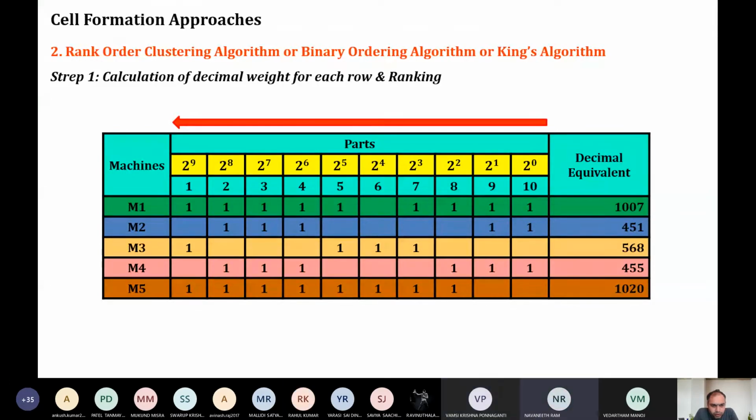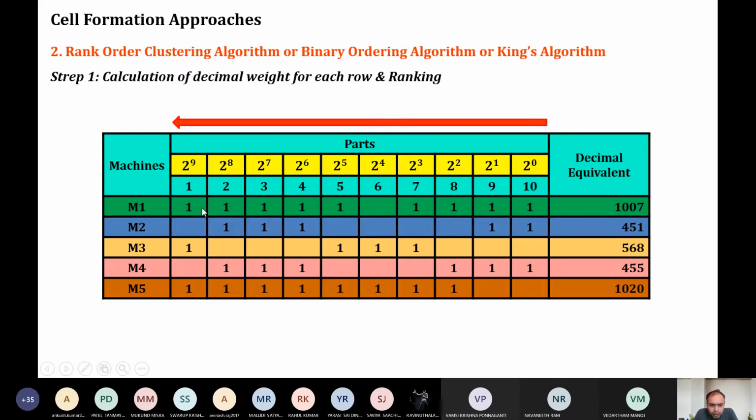4096. 4000. Just check. 512. 512. So if you add all these values, you'll have 568. So what we are doing is just assigning. Wherever there is a one, that denotes that that particular component is used by that particular machine.